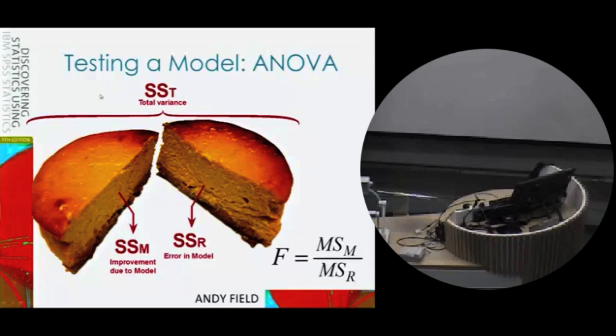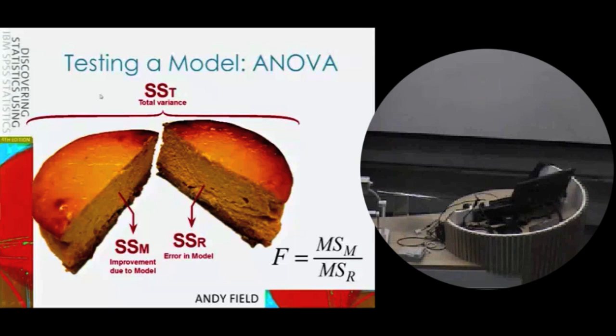So it's the ratio of how much improvement there is due to fitting your model, how much better you are at predicting things as a result of fitting your model, against how much error there's left over. So essentially it's a signal to noise ratio. It's how good is my model relative to how bad it is.